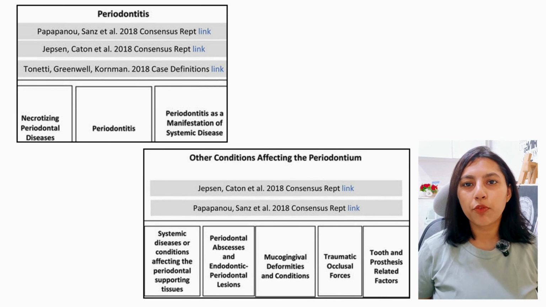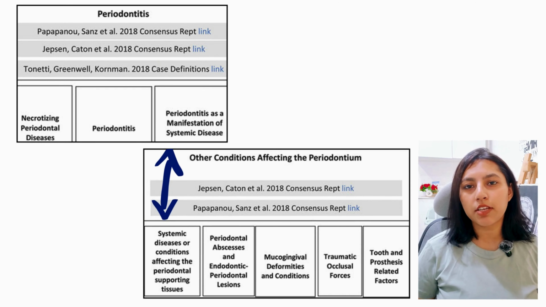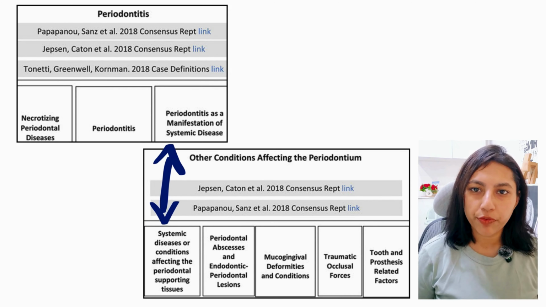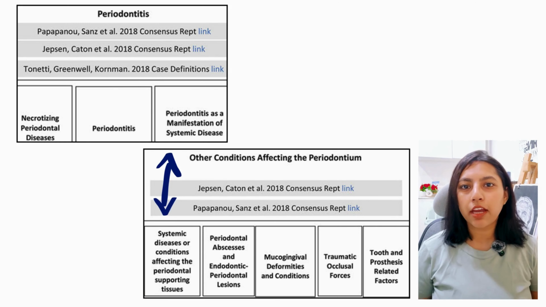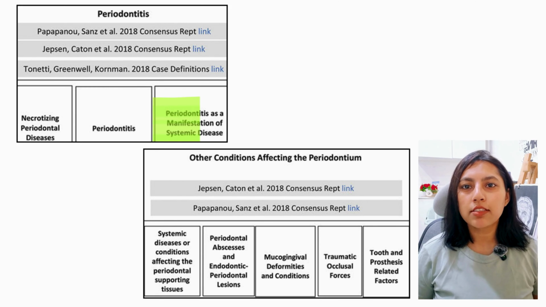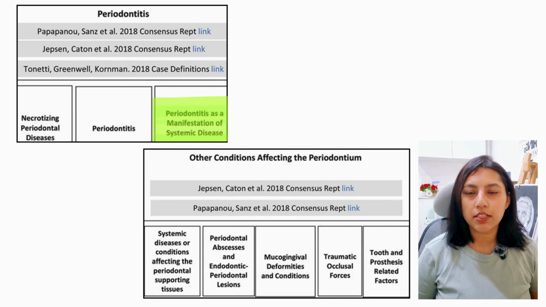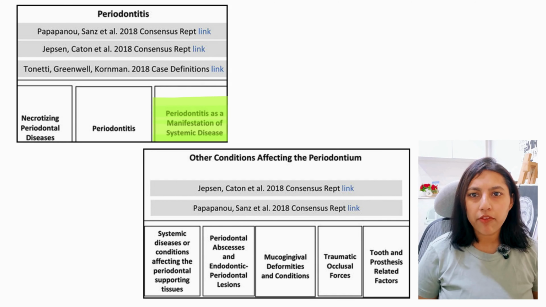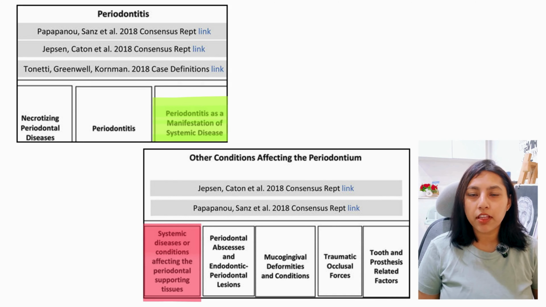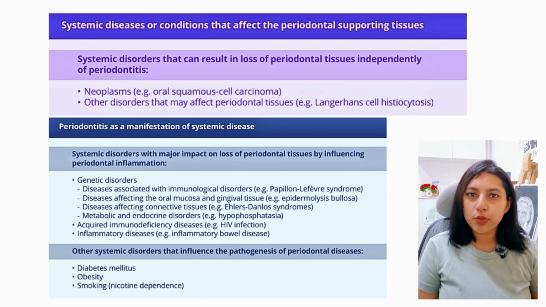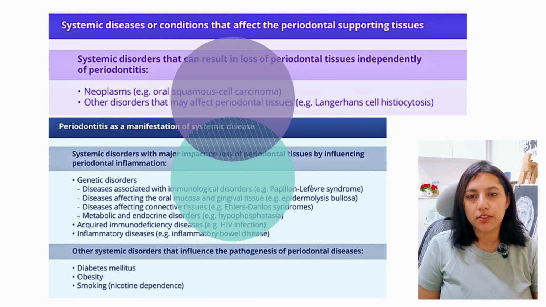Now, before moving ahead, let us first understand one very important area of confusion. Because if you remember from part 2, we already had a category called periodontitis as a manifestation of systemic diseases. And now again we have another category called systemic diseases and conditions affecting the periodontal supporting tissues. At first glance, both sound almost identical, but clinically they represent two completely different situations.